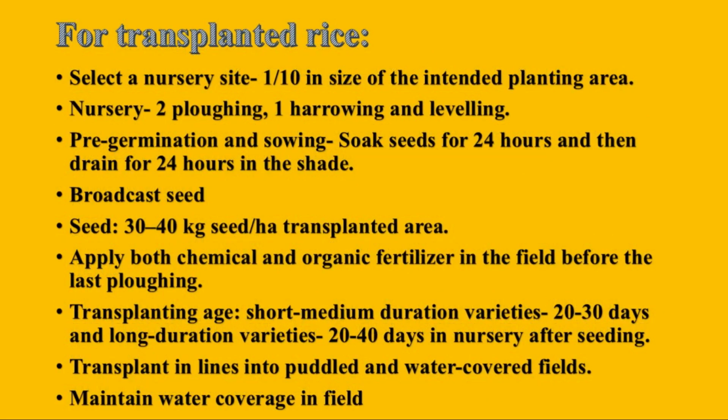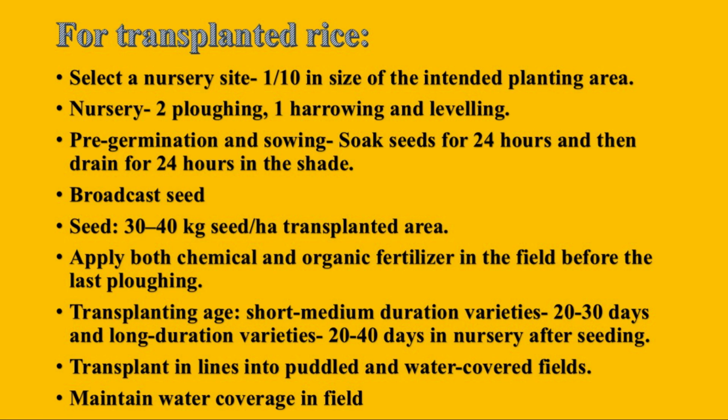For transplanted crops, select a nursery site that is 1/10 the size of the intended planting area. Prepare the nursery by plowing at least twice and harrowing at least once. Level the soil surface and put in drainage lines across the field. Soak the seeds for 24 hours and then drain for 24 hours in the shade. Broadcast seed in the nursery evenly over the water covered soil surface. Use 30 to 40 kg per hectare of seed in the transplanted area.